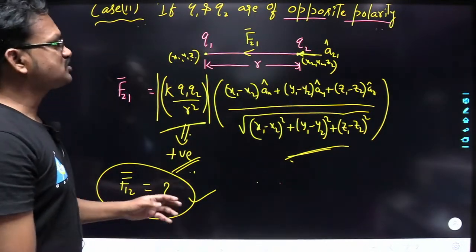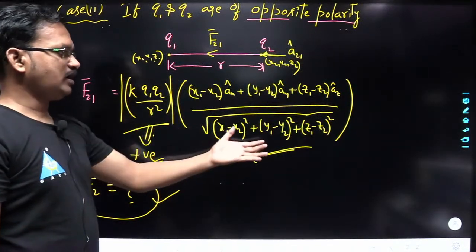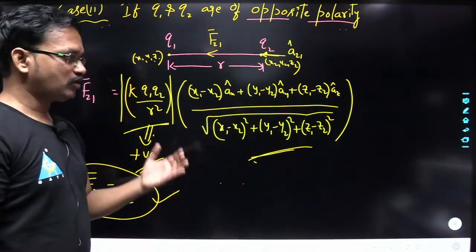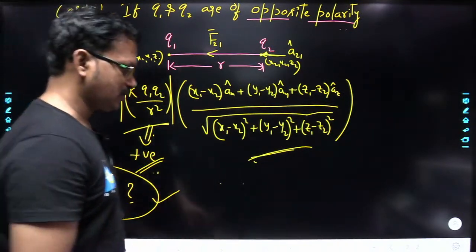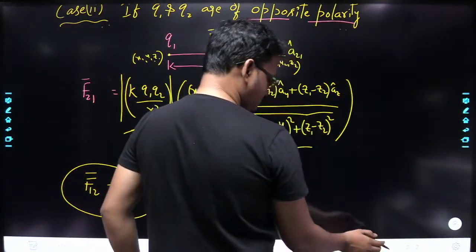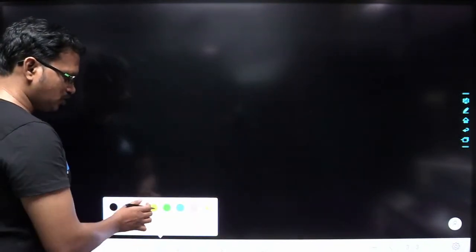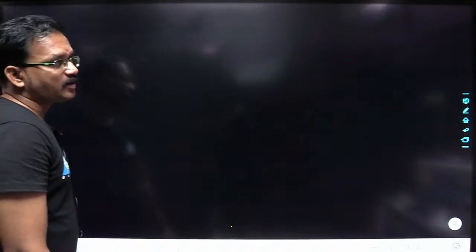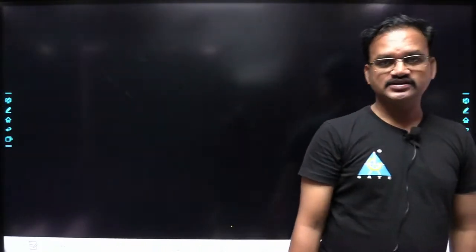Okay. So this is how you have to write the magnitude and direction whenever you are calculating the force between any 2 point charges, right? Coulomb has told how to determine the force between any 2 point charges.